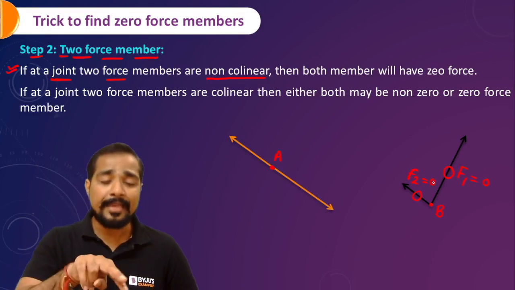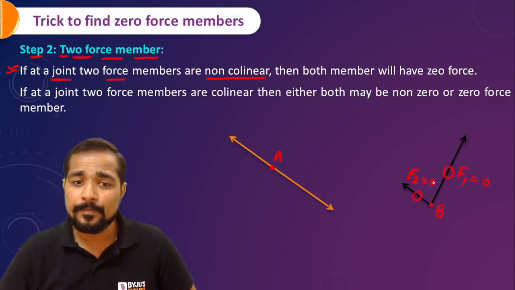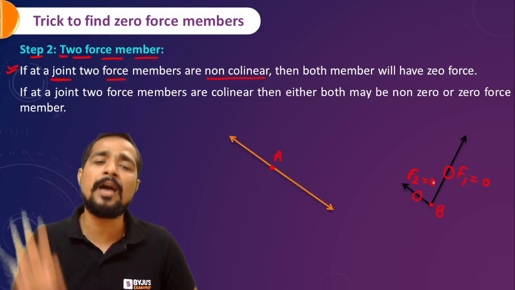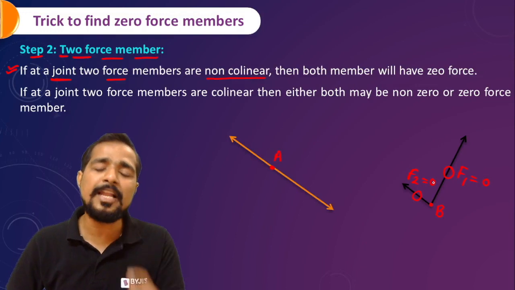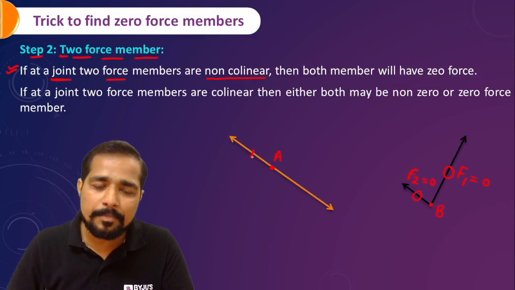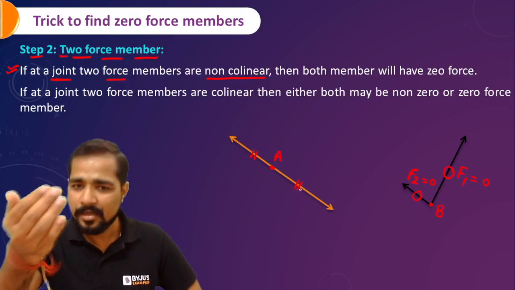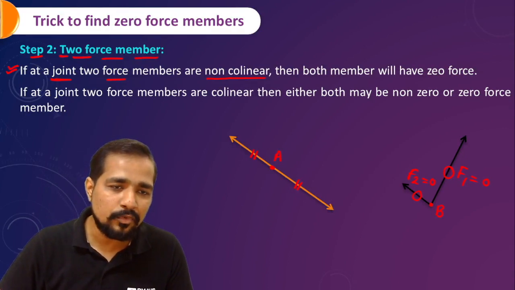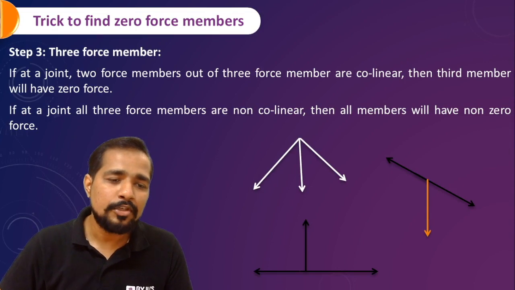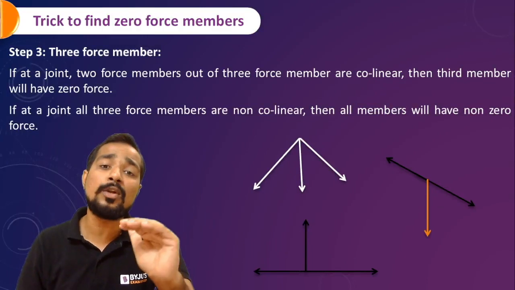Correct? But again, at any particular joint if 2 force members are acting and both are collinear, then either both will have the 0 value or both will have the non-zero value. But in the maximum number of problems you will get both with the non-zero value, right? So this is the problem of 2 force members. When we solve the problem, you will get the answer easily. Let's go to the next step. Once the 2 force member joints are completed, we will go for the higher number.